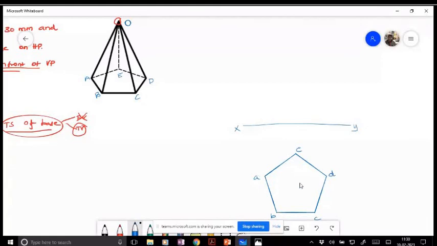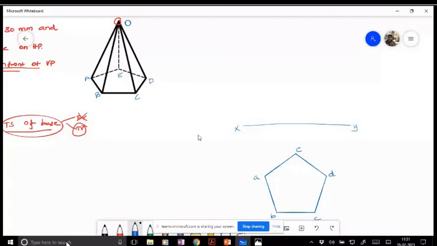Yes, sir, it will be visible. I'm talking about the top view. So the AO line or BO line, whether that will be visible in the top view? Yes, sir, visible.